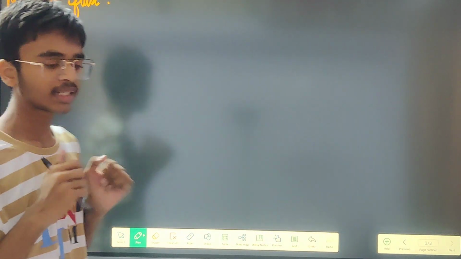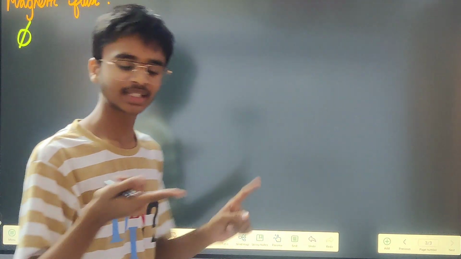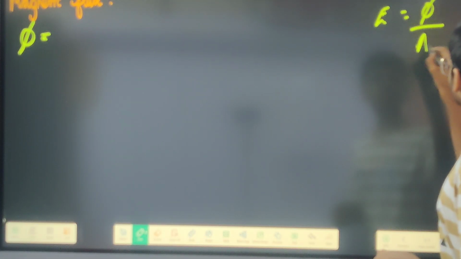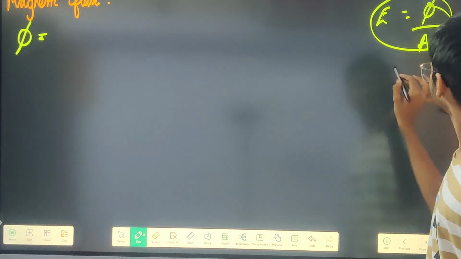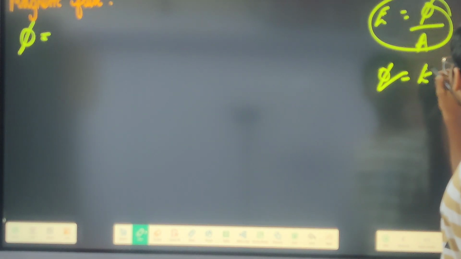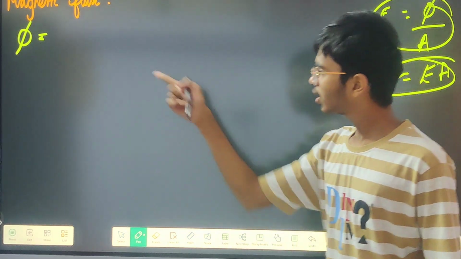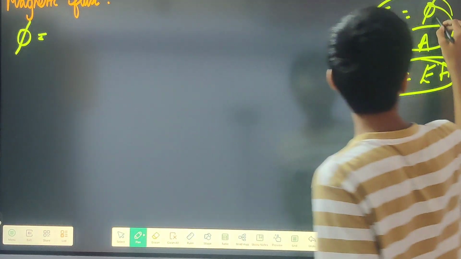Okay, so what is this magnetic flux? This is also represented as phi. What was it equal to in electric field? Electric field is equal to flux per area. So flux is equal to electric field into area. Here also, it is magnetic flux. Sorry, electric flux.